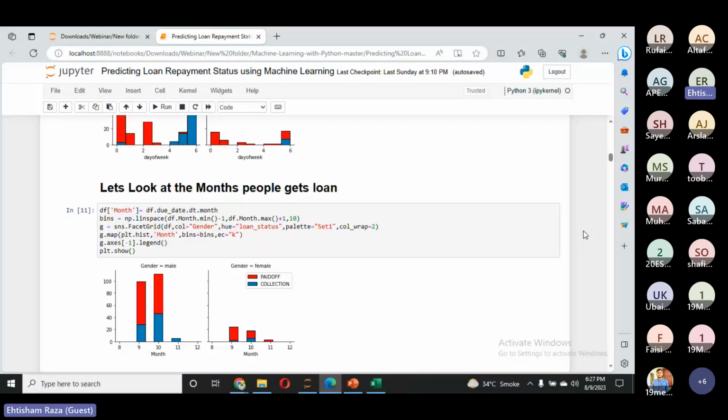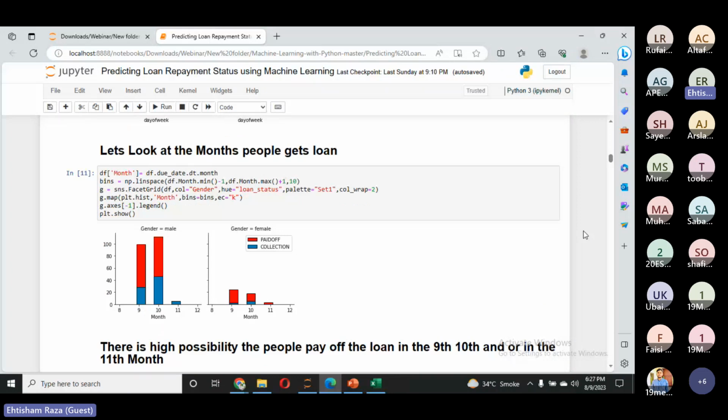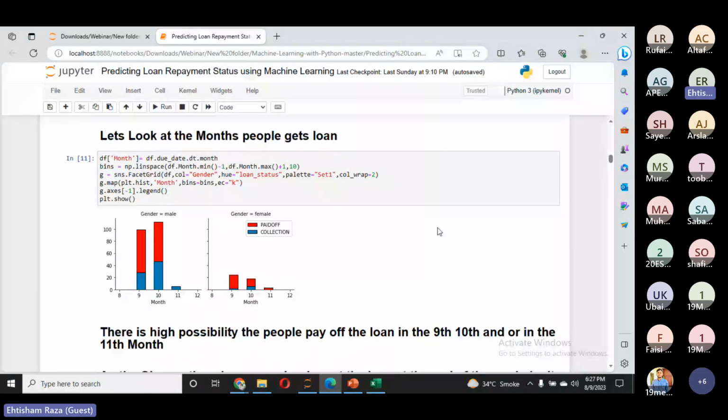Let's look at the months people get loans. We have months 8, 9, 10, 11, 12, so this data is from this range only. The people who take a loan in the 9th, 10th or 11th month have a high possibility of paying off the loan. Most of the people who take a loan in these months are likely to pay back.